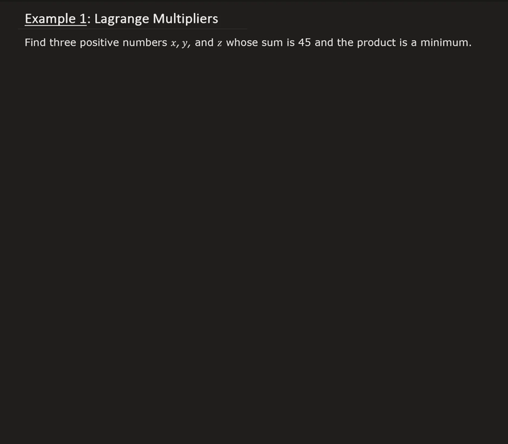Okay. So let's first define what we want to minimize. In this case, we want to minimize the product of these three numbers. So that's this part. We'll let that be equal to m. So we're going to have m is equal to x times y times z.